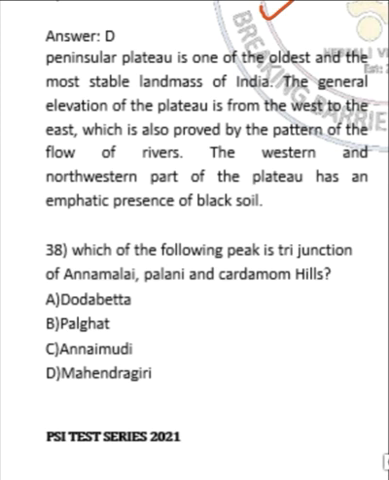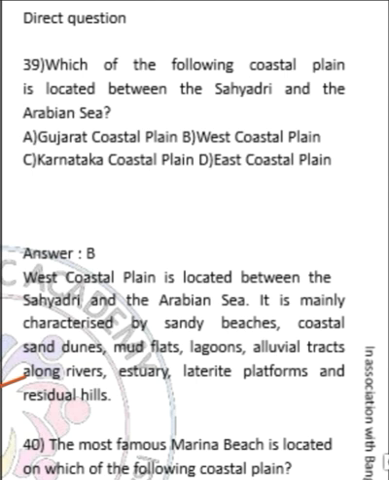Question number 38. Which of the following peak is the tri-junction of Annamalai, Palani and Kadamam hills? Answer is option C, Annaimudi, a straight fact. Question number 39. It is asking which of the following coastal plain is located between Sahyadri and Arabian Sea? Answer is option B, West Coastal Plain. So West Coastal Plain is located between Sahyadris and Arabian Sea. So it is mainly characterized by sandy beaches, coastal sand dunes, mudflats, lagoons, alluvial tracts, estuaries, laterites, etc.